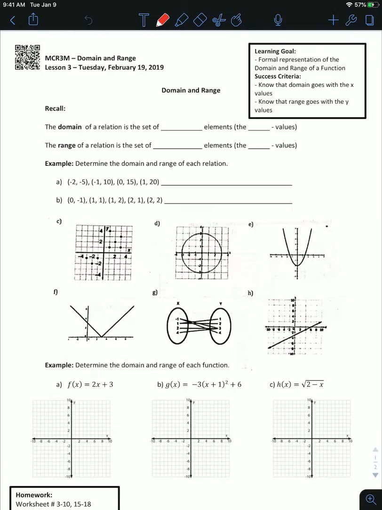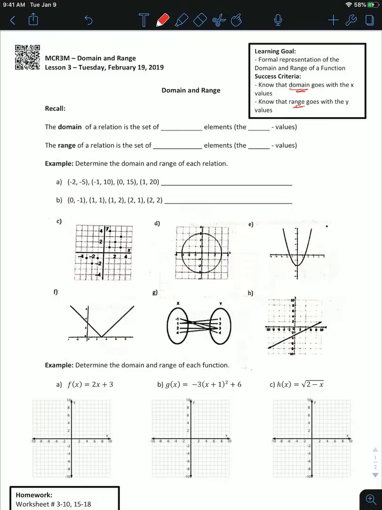So there's a few things here, right? We want to talk about what you want to be able to do today, which is figure out how do I write the domain and range in a very formal way? But then, to subdivide that, you have to know that domain goes with the x values, right? And range is going to go with the y values, right?